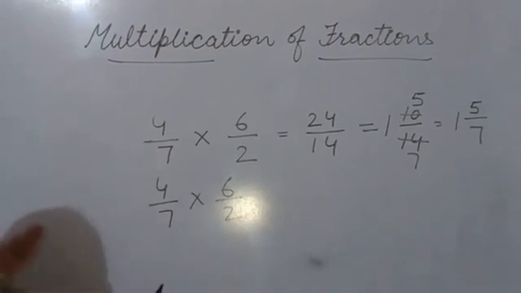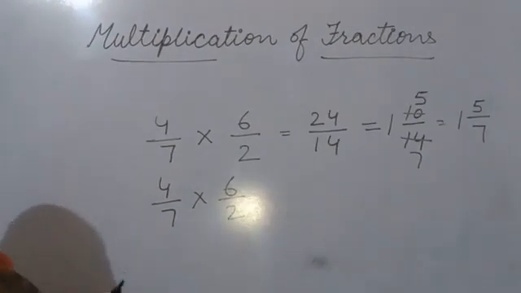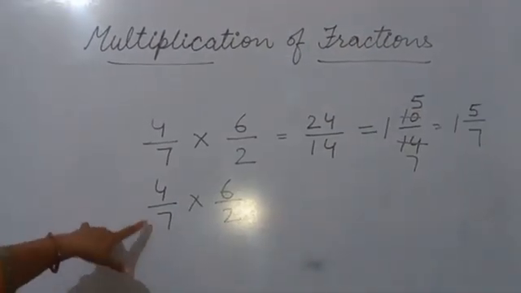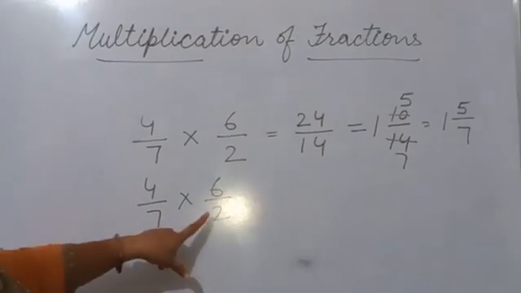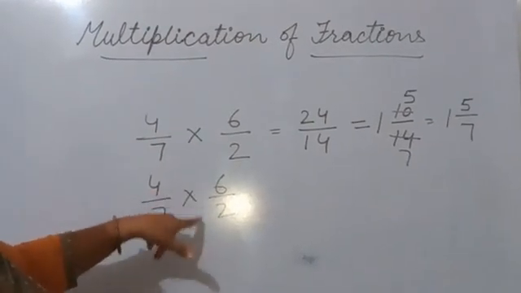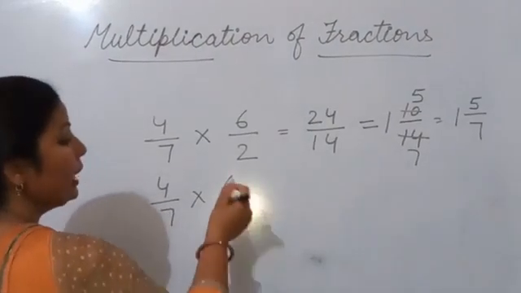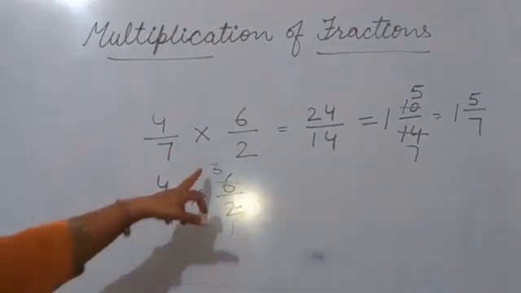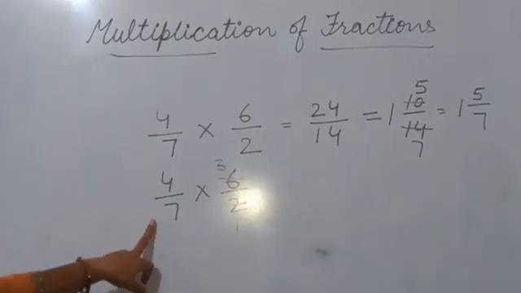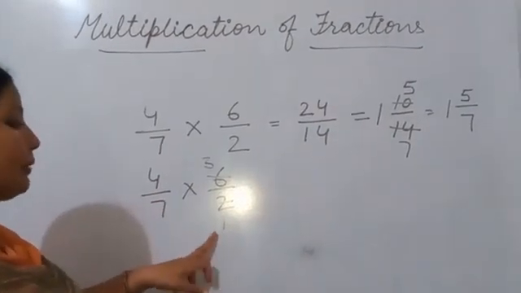So we will see that here the denominator and numerator are coming in different tables. 7 is a prime number, but in the 7 table 4 is not coming. But here we can see that 2 and 6 both are coming in the 2 table. So we can cancel. 2 ones are 2 and 2 3s are 6. Now 3 is a prime number and in the 3 table we don't have 7. That means nothing will cancel and there is 1 only.